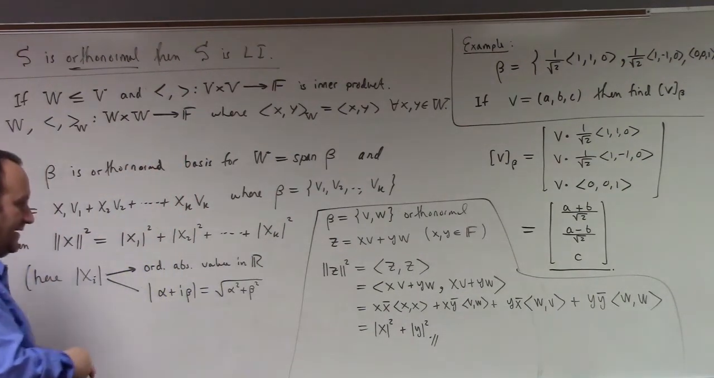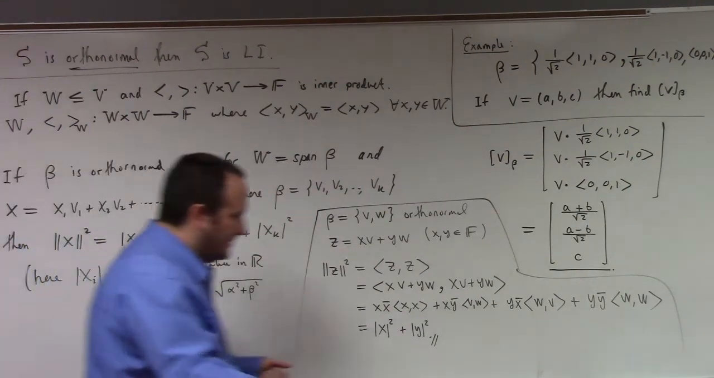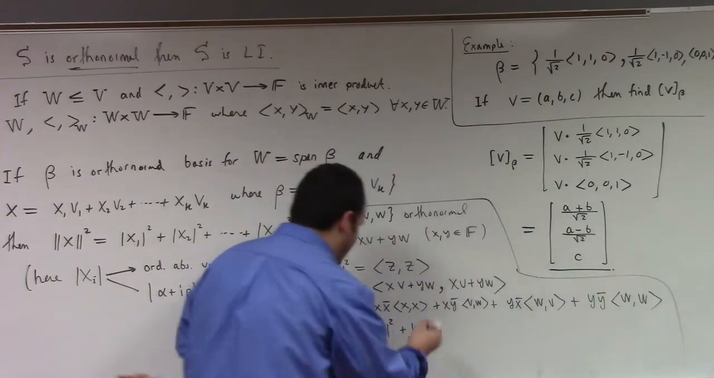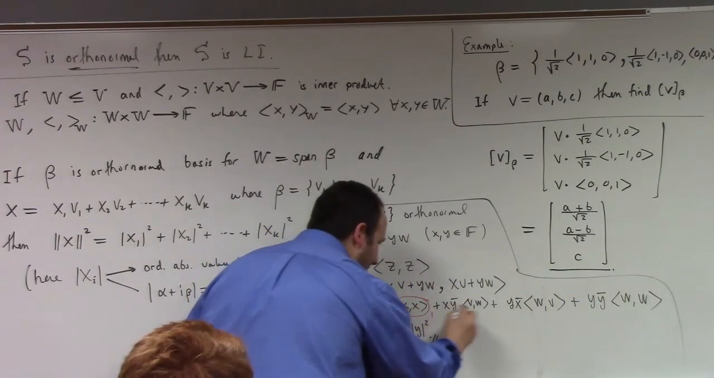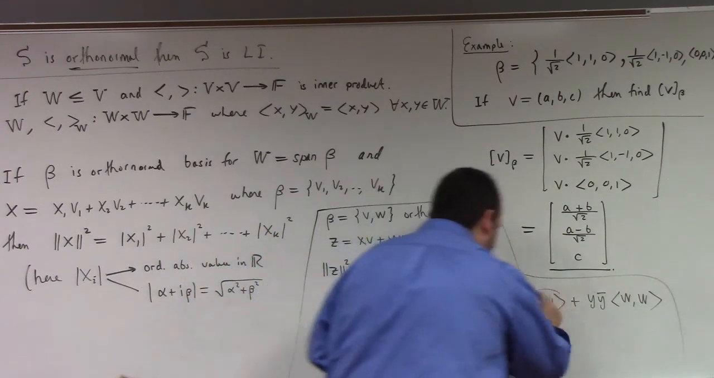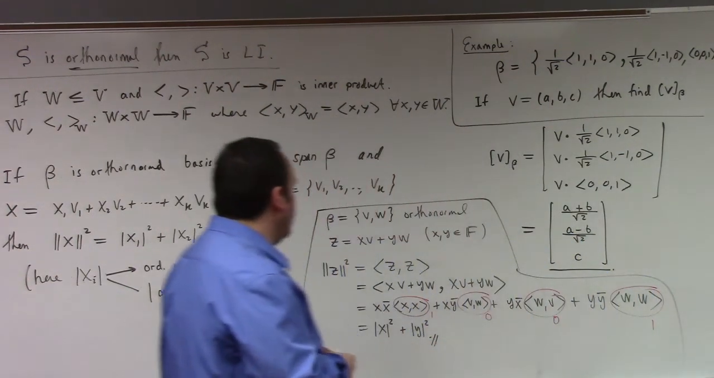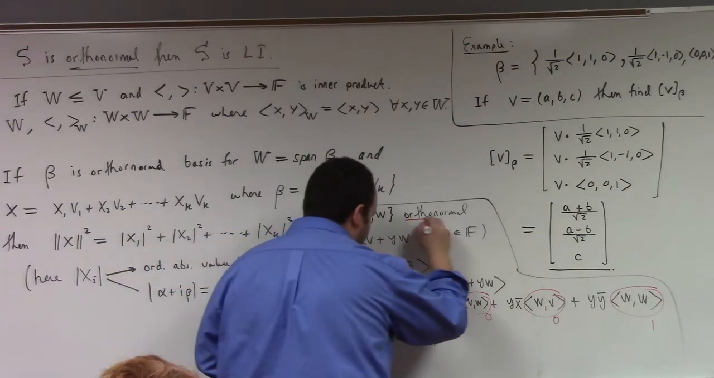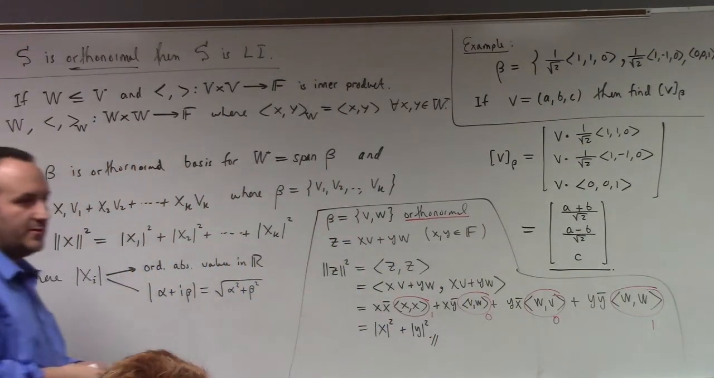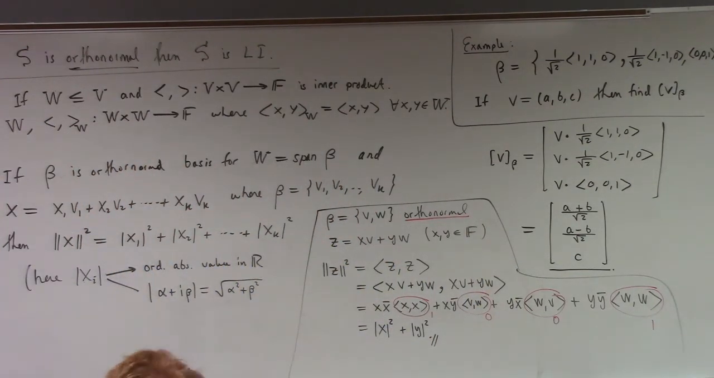But how, what did you do? Well, this is 1, this is 0, this is 0, and this is 1, by the Kronecker delta, by orthonormality of v comma w.